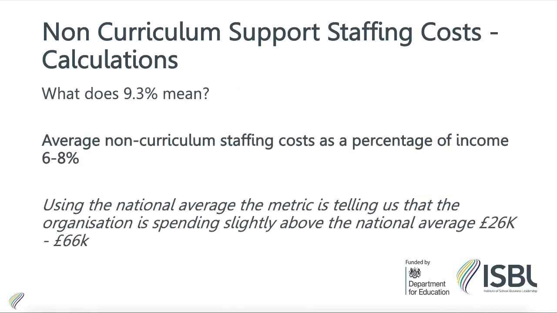So again, we've done the calculation, but what does it mean? Well, the average non-curriculum staffing costs as a percentage of income are somewhere between 6 and 8%. So using this national average, the benchmark is telling us that this organisation is spending slightly more above the national average, and if we want to quantify that, it's 26 to 66k.